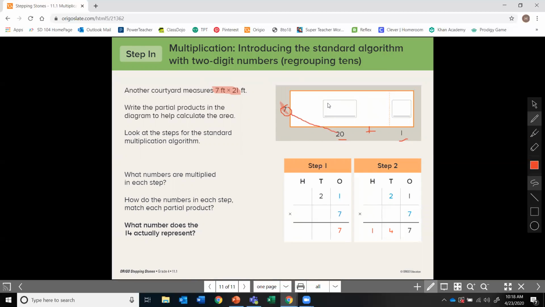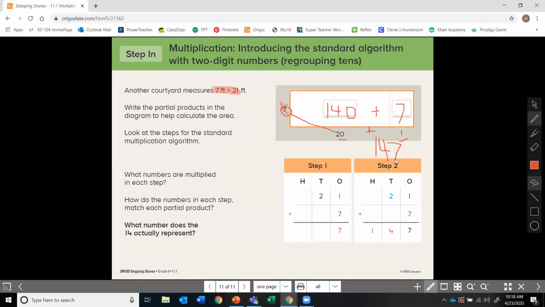So 7 times 2 is 14. We add the 0 and we get 140. 7 times 1 is 7. When we add those together, we get 147.